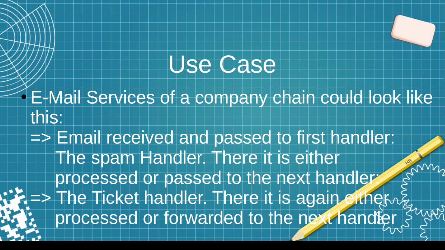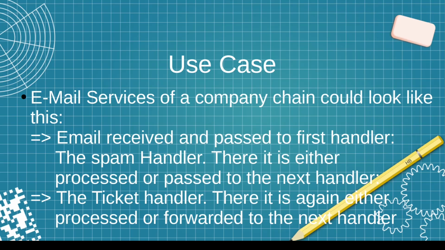Excellent. Now let's continue by briefly looking at a use case for this design pattern. A use case for the chain of responsibility design pattern could look a little like this. The email services of a company could be implementing the design pattern in order to filter out emails that they receive. The first handler in that chain would be the spam handler, which would either identify it as spam or pass it to the next handler.